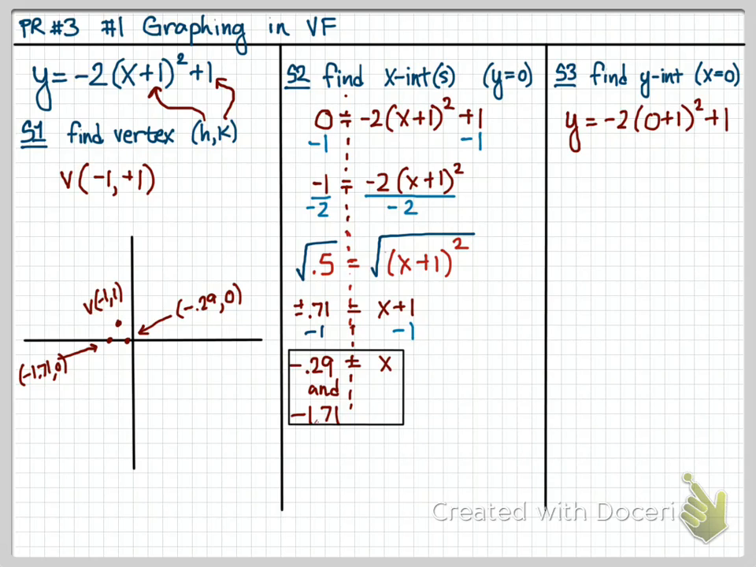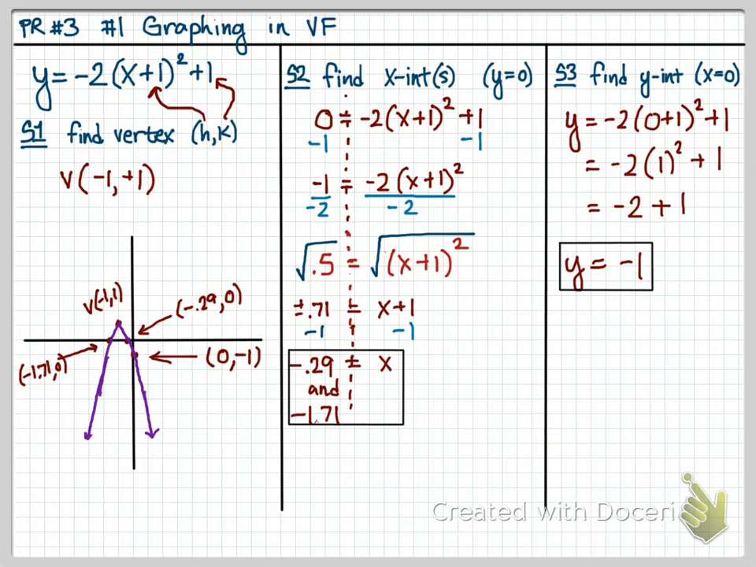So now we use order of operations beginning with the parentheses. 0 plus 1 is 1, so that's 1 squared. 1 squared is 1, so 1 times -2 will just be -2. And then -2 plus 1 is -1. So our y-intercept is -1. That gives us a 4th point, and we get to graph the equation.